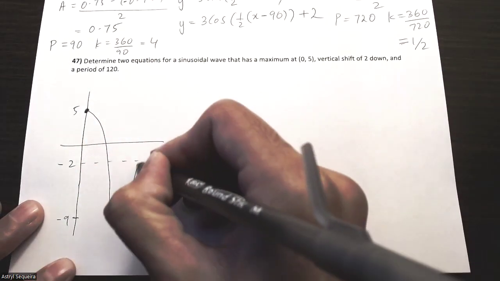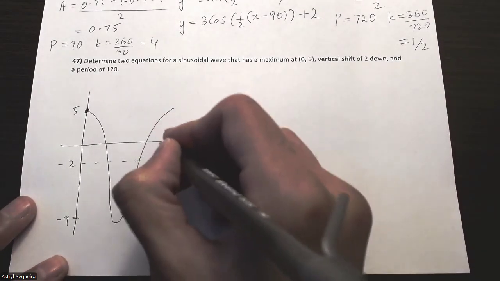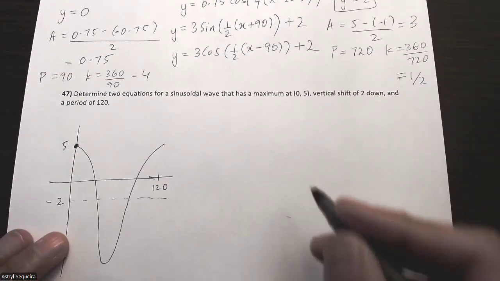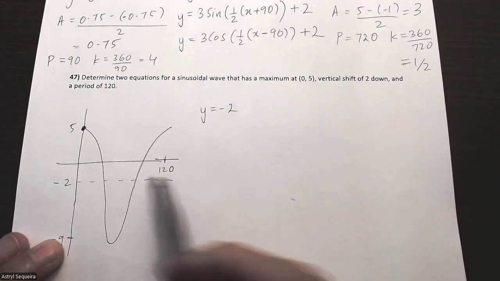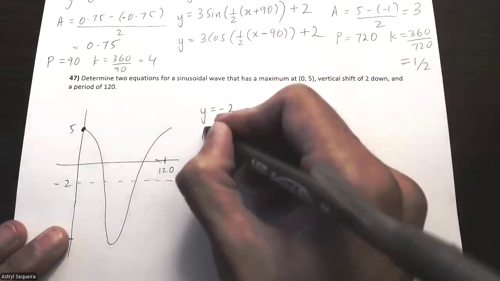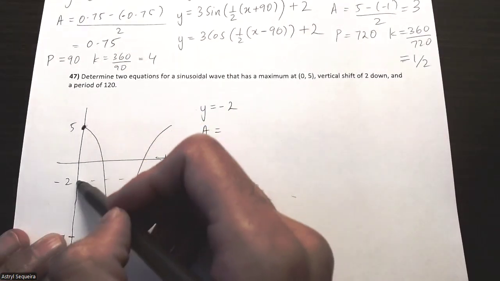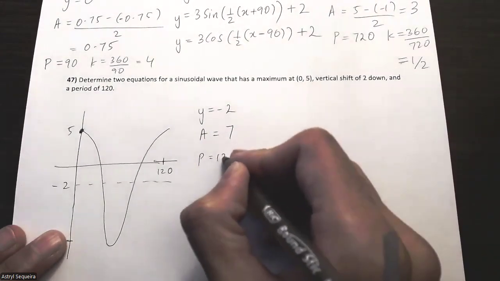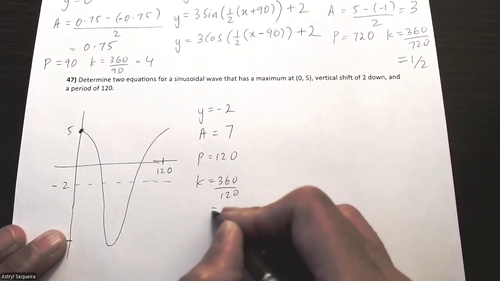Sketch this out really quickly. Period is 120. So I know that my equation of axis is y equals -2. It's just my vertical shift. My amplitude, I told you how to figure that out from the graph. It's just the distance from here to here, which is 7. My period is 120, which means that my k is 360 over 120, which is 3.